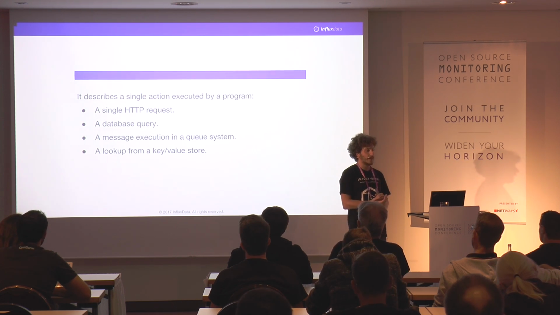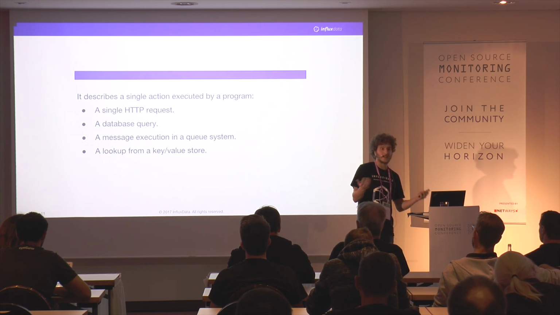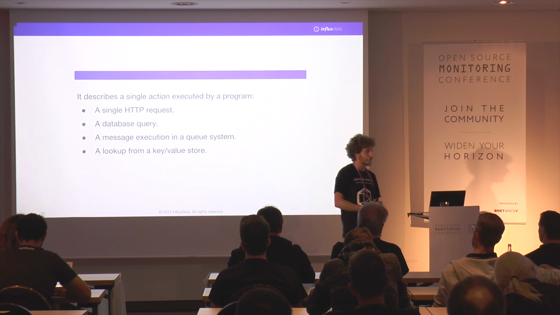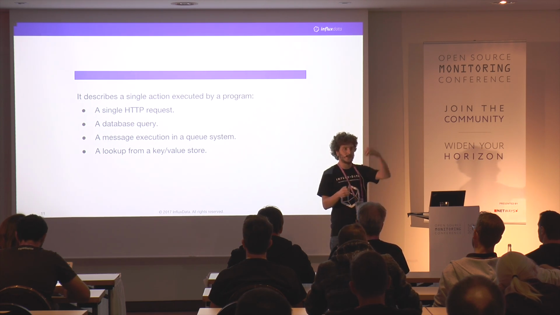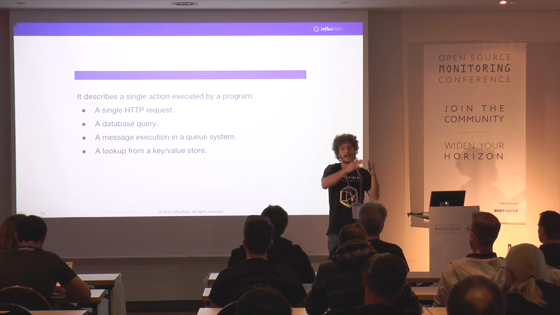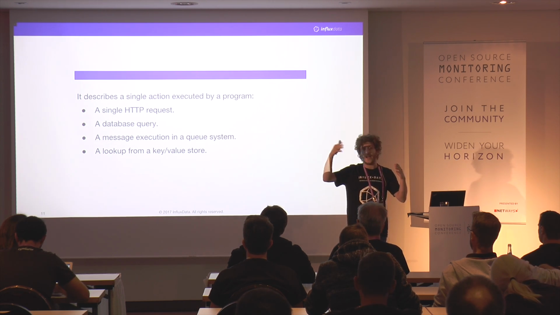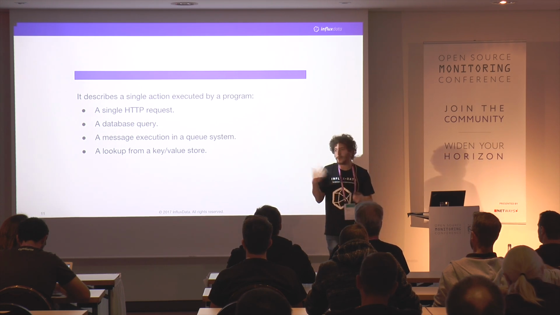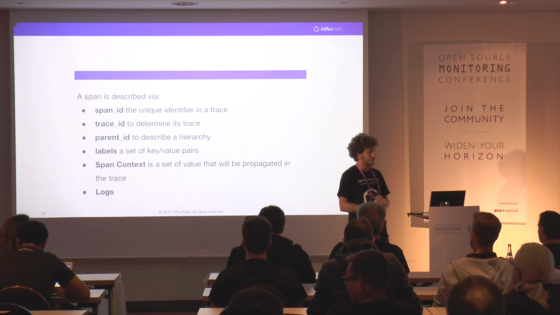A span is used to describe an HTTP request or a database query. If you interact with MySQL, maybe a query is a span. A single message executed in a queue system: when you put a message in the queue and the worker picks up that message and executes it, that can be described as a span. Obviously, if your queue retries, you have a lot more spans because it keeps creating new ones. Or when you look up a key from a key value store.